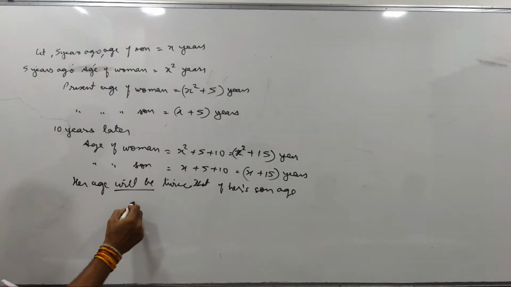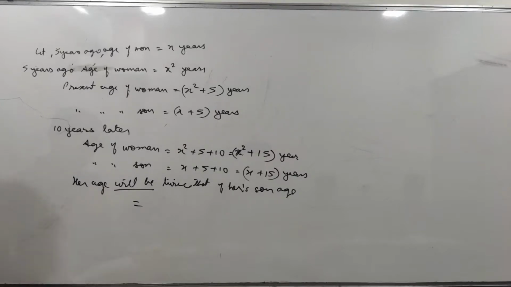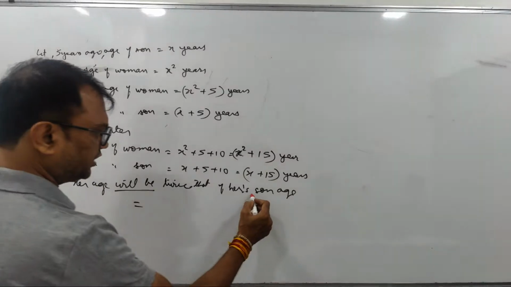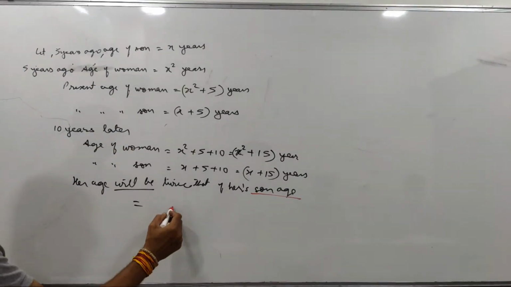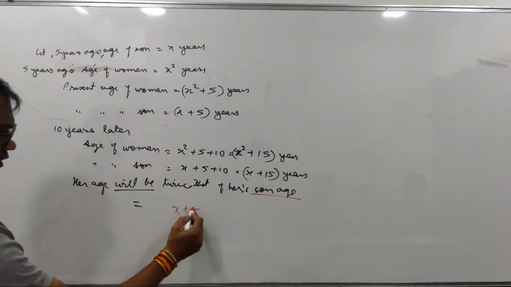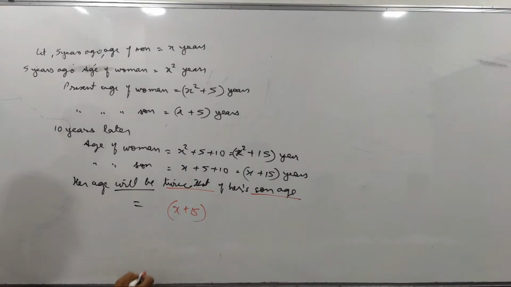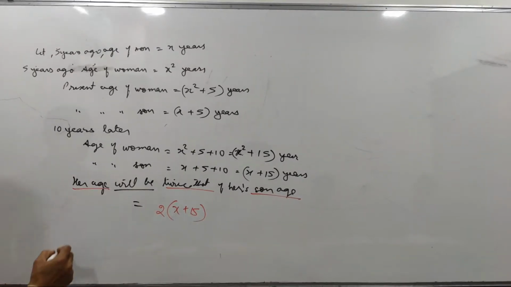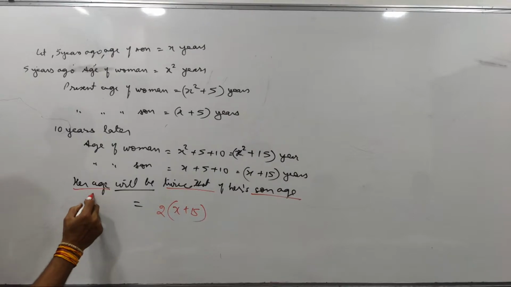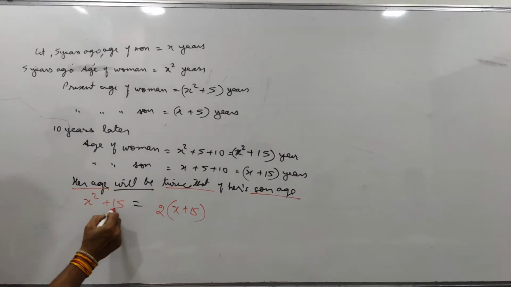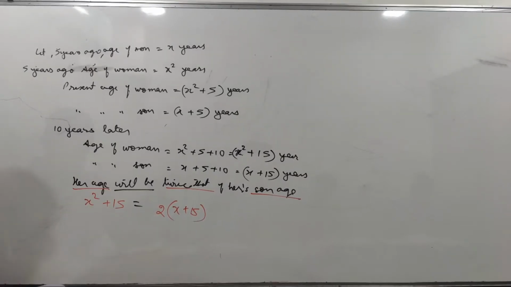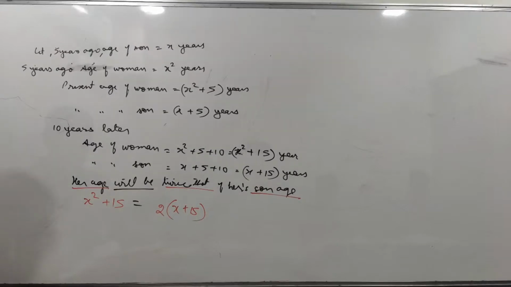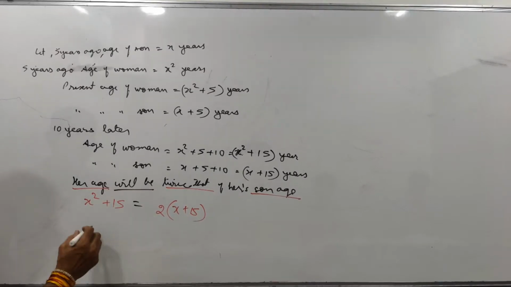So will be means is equal to her son's age. So what is son's age? Twice means 2. Her means x square plus 15. So now you know how to solve. You'll get the equation. So the main thing is getting the equation and then later on solving it.